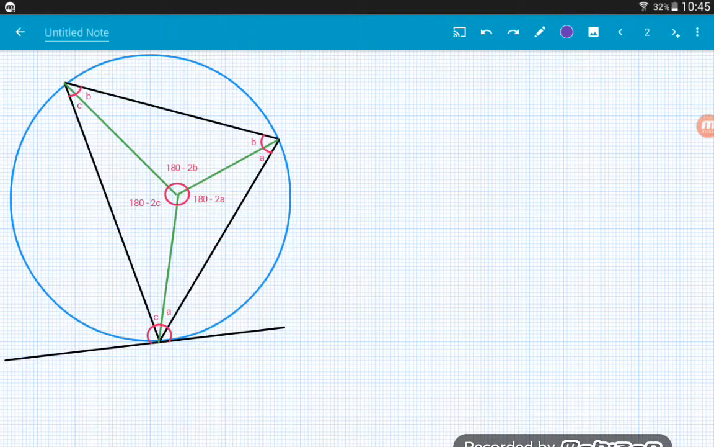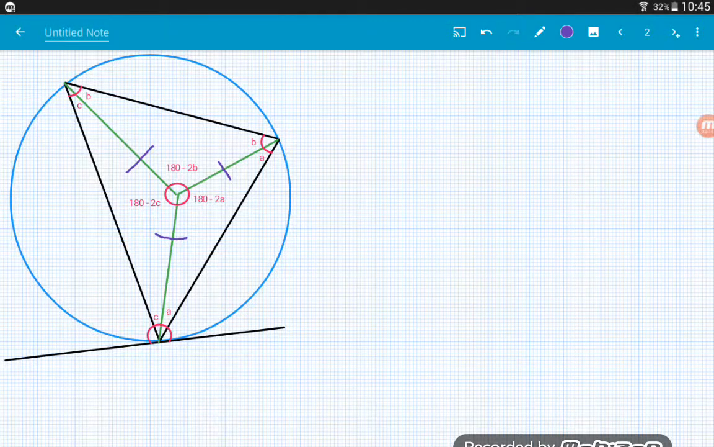Each of these green lines is going to be a radius of the circle. And that means that each of these triangles is going to be isosceles. Now it's not to say they're the same isosceles triangles. So with each triangle, we label the two equal angles A, B and C respectively. And then we need to label the centre angles as well.